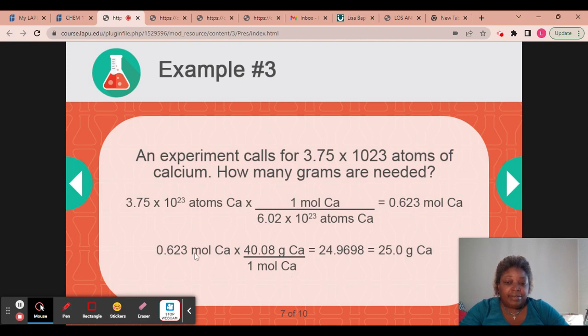We start with this now, and we want to go to grams. This number, remember, comes from the periodic table: 40.08 grams of calcium over 1 mole of calcium. We get 24.9698, but we have to round that to 3 significant figures, 25.0 grams of calcium.